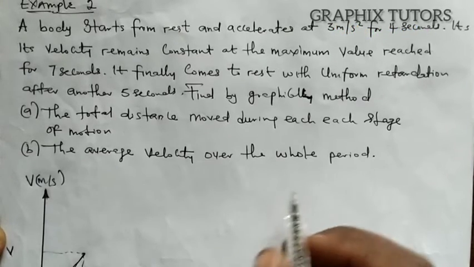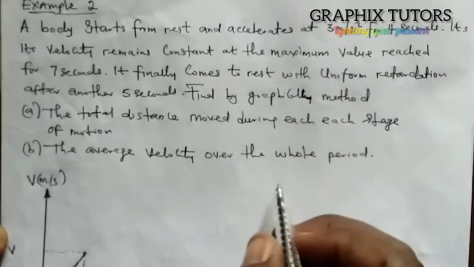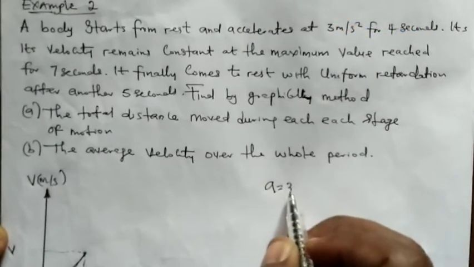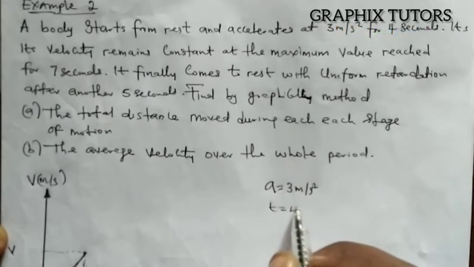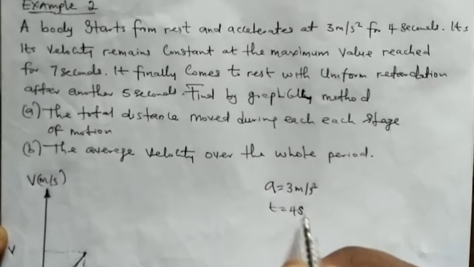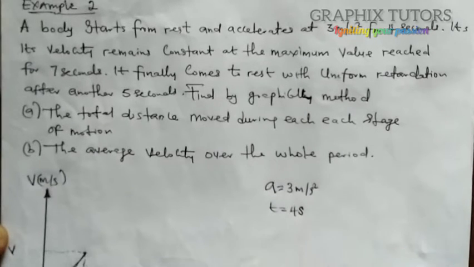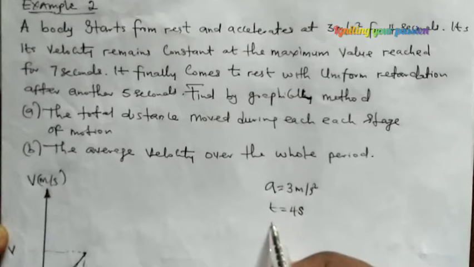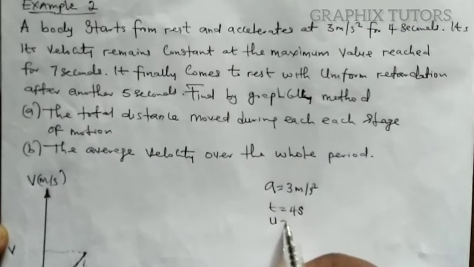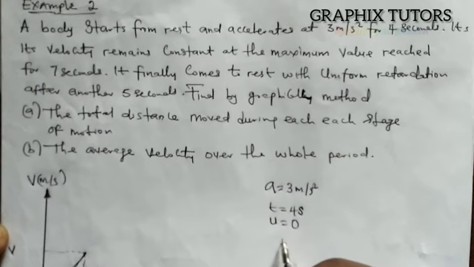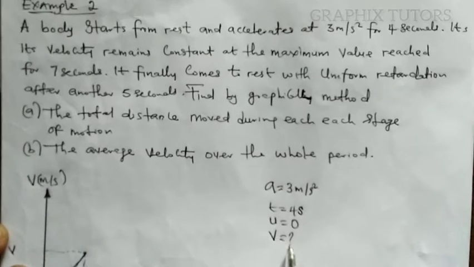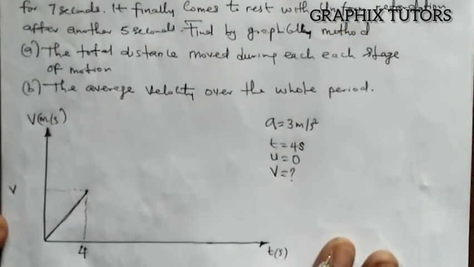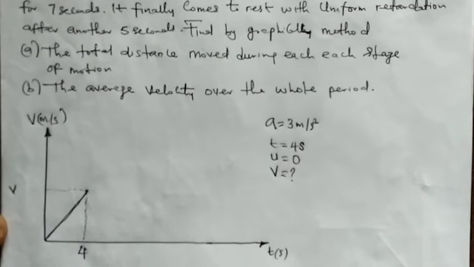4 seconds. So we know that it accelerates. Acceleration a is equal to what? 3 meters per second squared, and the time is given as what? 4 seconds, right? Now what you simply do here is this. We know very well that our initial velocity u is equal to what? 0, right? And our final velocity v is what we don't know. That is why I am placing my v here. We are looking for the v.